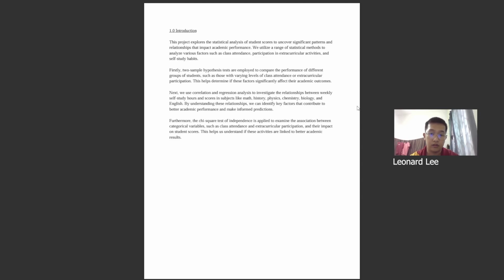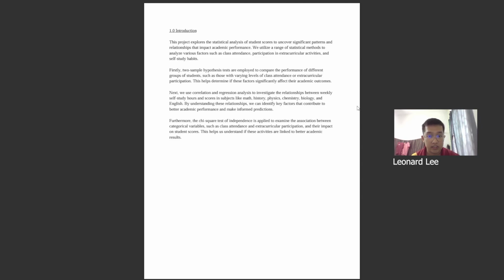Next, we use correlation and regression analysis to investigate the relationships between weekly self-study hours and scores in subjects like math, history, physics, chemistry, biology, and English. By understanding these relationships, we can identify key factors that contribute to better academic performance and make informed predictions.